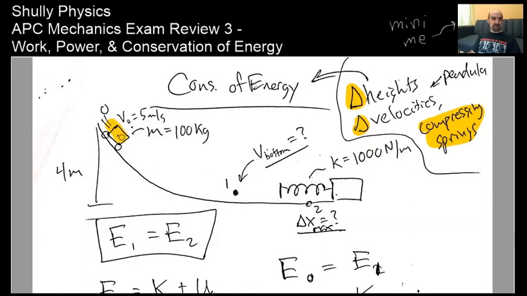We've got a change in height from this cart rolling down the ramp. That's going to cause a change in velocity as it gets faster and faster. And then there's going to be a compressing spring at the end. So a big question here might be, what is the maximum compression of the spring? What is the velocity at the bottom of the ramp?